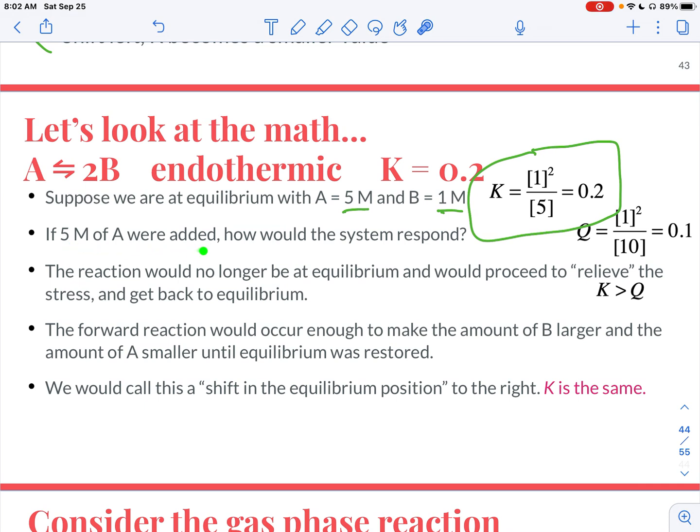Here's the question. If 5 moles of A were added, how would the system respond? So let's calculate Q, because we already know Q can tell us right or left. So if we have 5 more moles of A, then our molarity becomes 10. So we have 1 over 10. So Q is equal to 0.1. That means K, that's 0.2, is greater than Q, and that means we shift to the right.